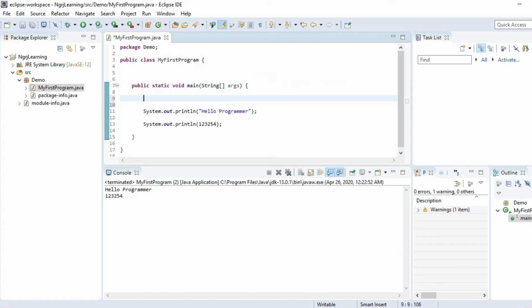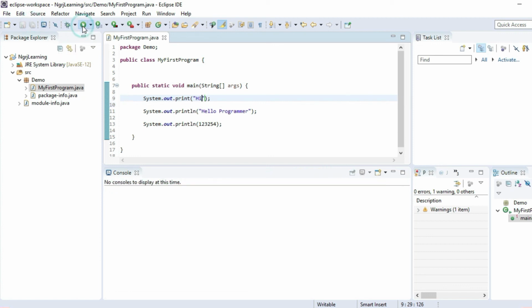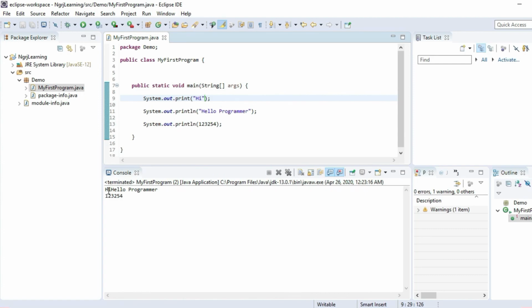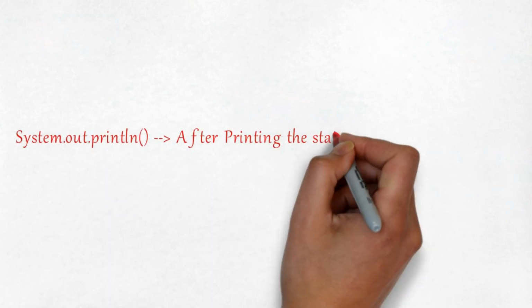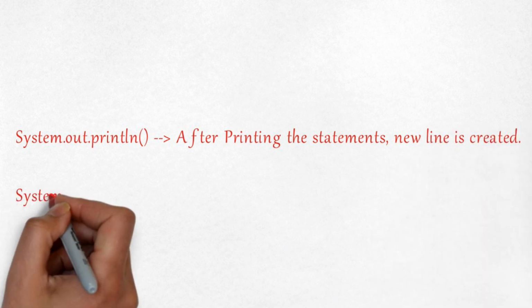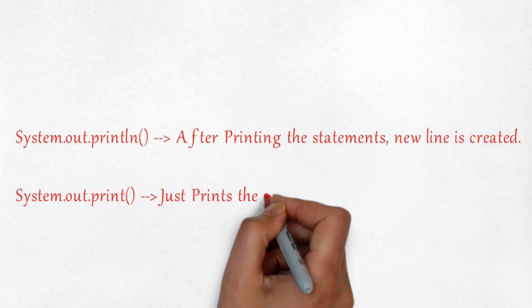Suppose ln is not given, and only print is given, hi. If you run this, see, hi, hello printed on the same line itself. Hey, we have executed our first program successfully. We will dive into the next topics in the next session. Happy learning.